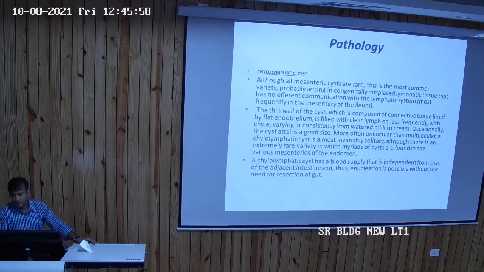Chyliolymphatic cyst is almost invariably solitary, although there is an extremely rare variety in which multiple cysts can be found in various parts of the mesentery. Chyliolymphatic cyst has a blood supply that is independent of the adjacent intestine. Thus, enucleation is possible, which is very important from the surgical point of view. Its blood supply is totally different. So, if we remove a mesenteric cyst, there will not be any harm to the gut supply.